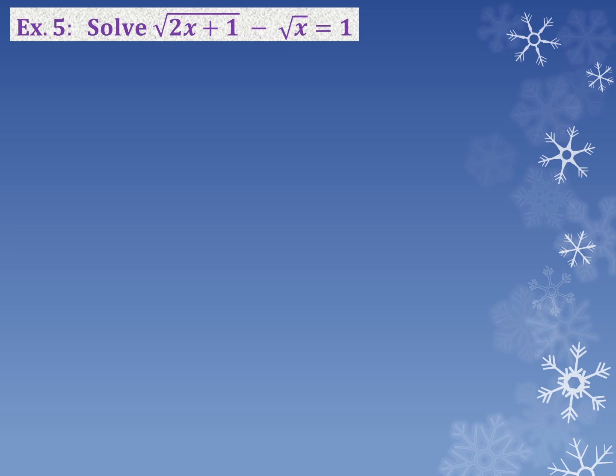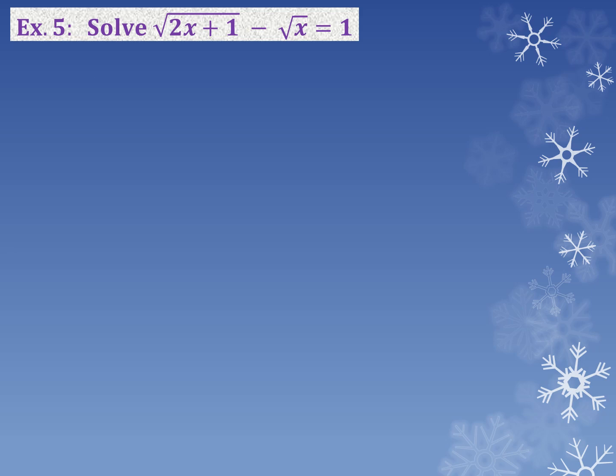Let's move on to example 5. They want us to solve the square root of 2x plus 1 minus the square root of x equals 1. So, if you'll remember back to example 2 when we had 2 square roots, we needed to make sure that we have a square root on each side, meaning that we cannot have 2 square roots on one side. We only need to have 1 square root per side.